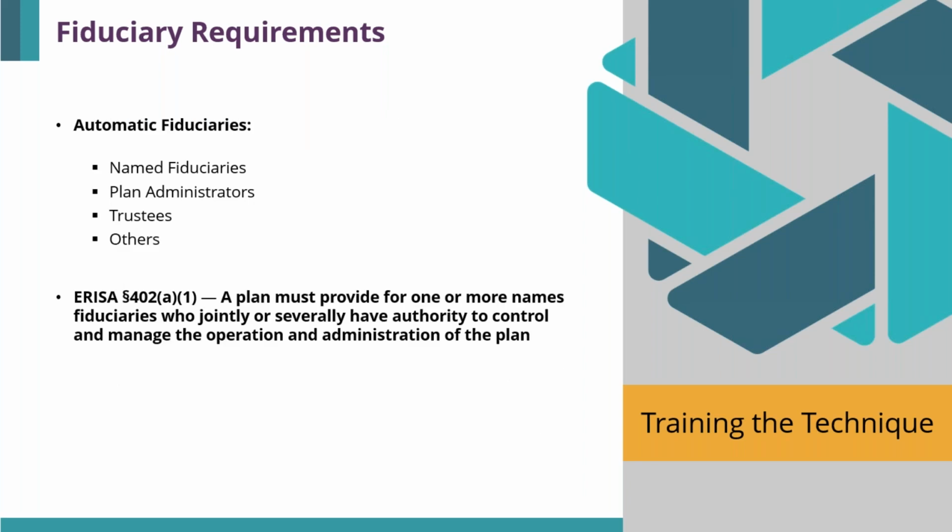So again, automatic fiduciaries are the named fiduciaries, plan administrators, trustees, and others. And again, some of these have to be named. The named fiduciary, of course, has to be indicated in the plan document. And again, that designation may not be in an insurance contract.